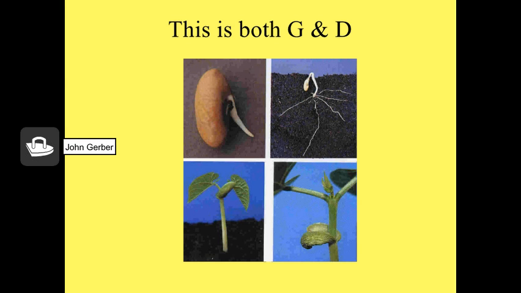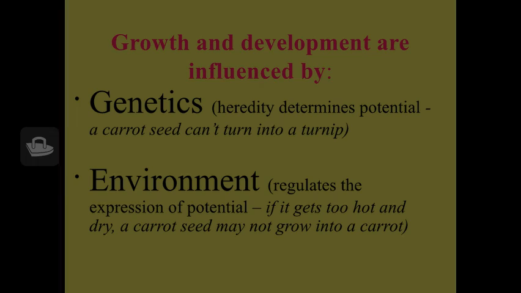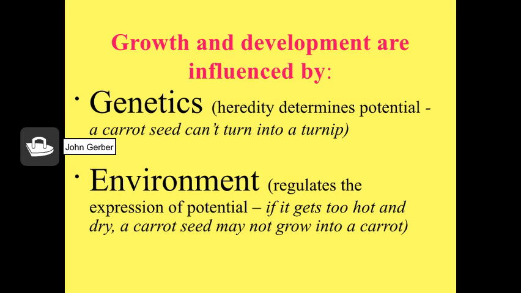And the germination and emergence of a bean seedling from the soil, well, that's both growth and development, increase in size and change in form. So growth and development are both influenced by genetics and the environment. By genetics, because the maximum size of a pumpkin, for example, is determined by its genetic background.